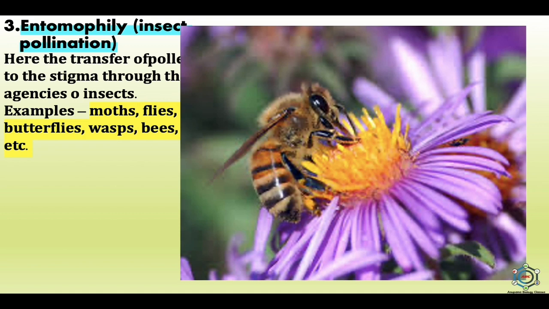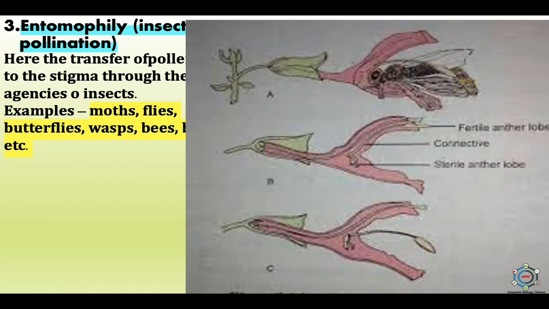Now there are different types of entomophily. In this picture you can see the pollination in the case of Salvia. Here you can see the lower lip provides a platform for the visiting insects, and the upper lip is just like a hood which protects the floral organs. The flowers are protandrous, and each flower has two epipetalous stamens located anterolaterally.